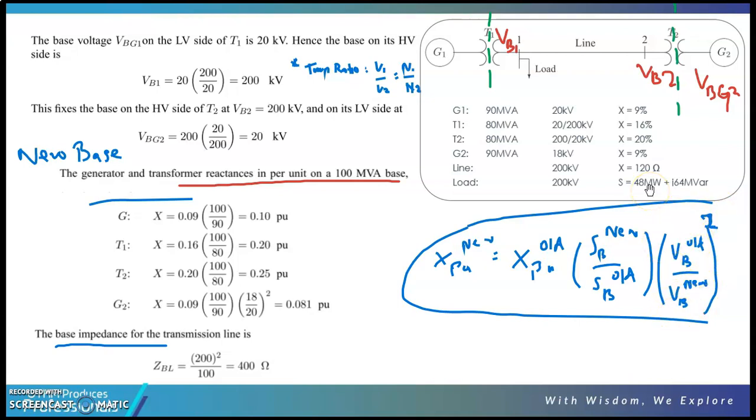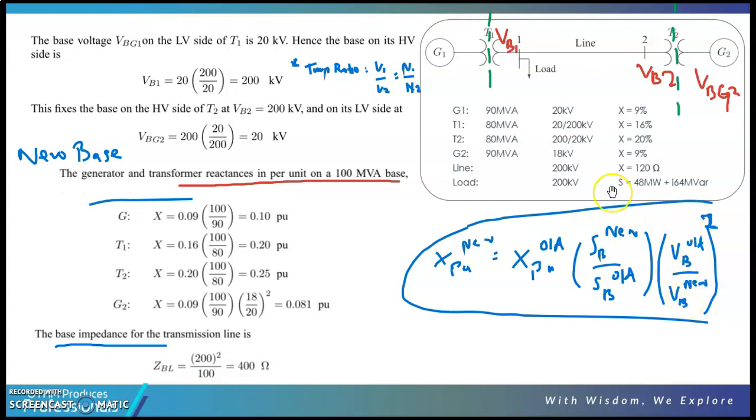Okay, so in this case, for example, you need to determine X per unit new for the generator, which is X per unit old, which is 0.09. Why 0.09? Because we have 9%, equal to 0.09, times S base new, equal to 100 mega divided by 90 mega. Why 90? Because we have an old base value for G1, 90. So times, in this case, V base old equal to V base new.